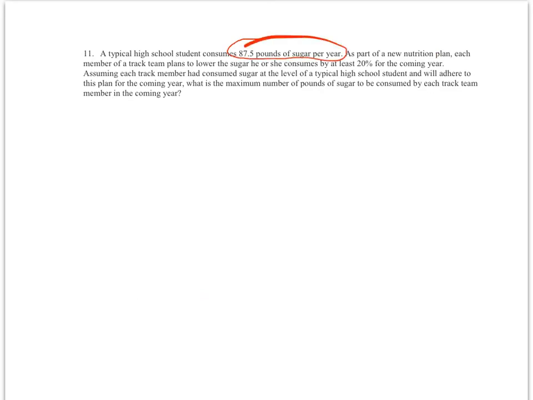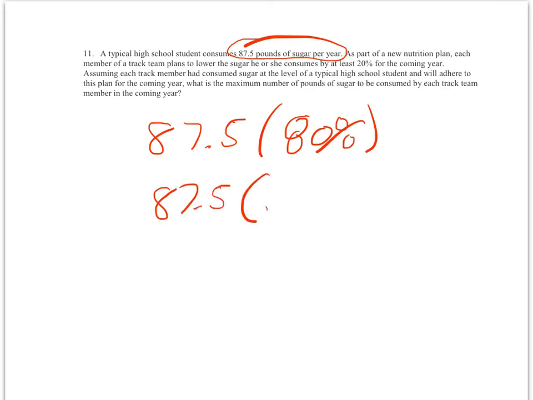11. A typical high school student consumes 87.7 pounds of sugar per year. As part of a nutrition plan, each member of the track team plans to lower the sugar he or she consumes by 80%. If you're lowering it by 80%, that means that you're going to still consume 80%. 80% as a decimal is 0.80. Assuming each track member had consumed sugar at the level of a typical high school student and will adhere to this plan for the next coming year, what is the maximum number of pounds of sugar to be consumed by each track member?